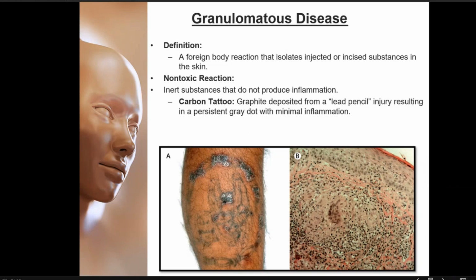In this tattoo, graphite deposit from a lead pencil injury results in a persistent gray dot with minimal inflammation. In the second image, image B, you can see the engulfment of the graphite by macrophages, and the proliferation of macrophages at the site of the carbon tattoo.